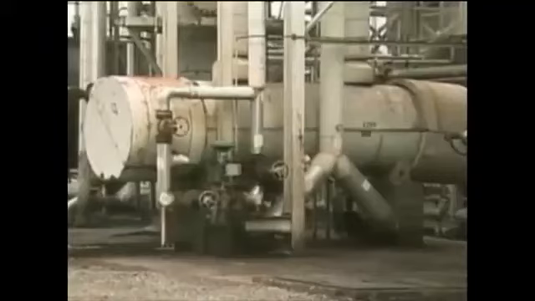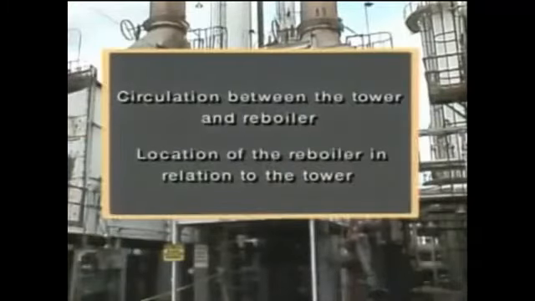A reboiler is basically a heat exchanger that heats bottoms liquid from a distillation tower and vaporizes the lighter components in it. Often, a reboiler provides most of the heat that's needed for distillation to occur in a tower. Two ways that reboilers can be categorized are by how fluids circulate between the tower and the reboiler, and by the location of the reboiler in relation to the tower.